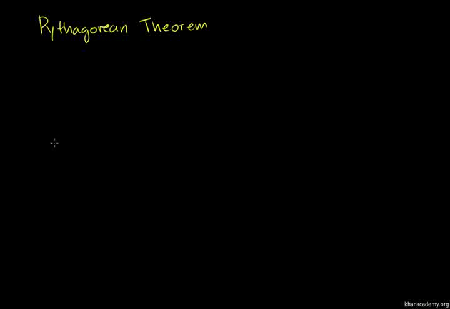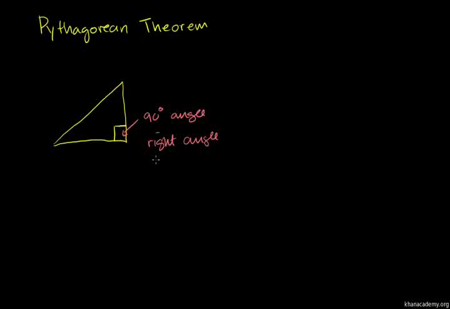So if we have a triangle, and the triangle has to be a right triangle, which means that one of the three angles in the triangle has to be 90 degrees. And a triangle that has a right angle in it is called a right triangle. So this is called a right triangle.